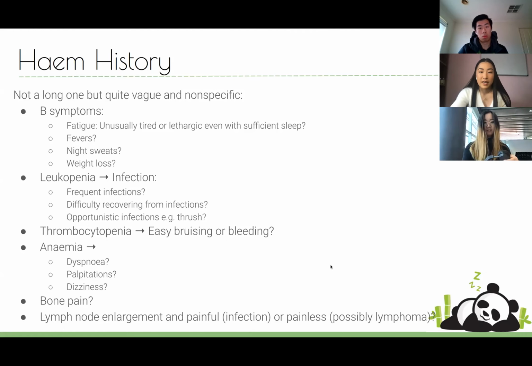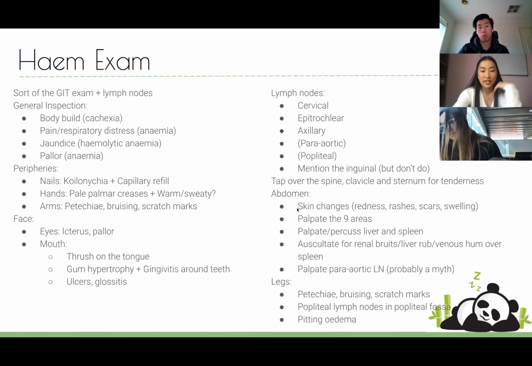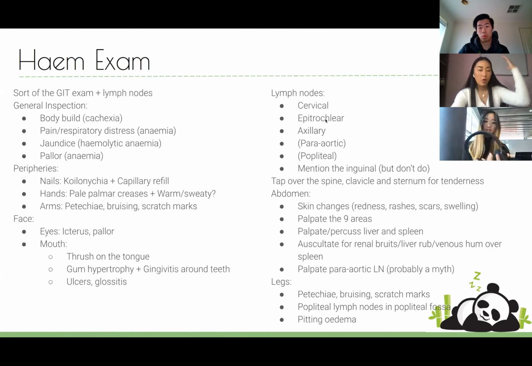The heme exam is, I've said, basically the GIT exam plus some lymph nodes. So you do the abdo exam, and then you also do all the lymph nodes of the body. With general inspection, you look at body build, if they're cachectic, and then you look for signs of anemia. If they're a bit short of breath, maybe anemia. If they're a bit pale, maybe anemia. And if they're jaundiced, maybe it's a hemolytic anemia, but very non-specific, obviously.